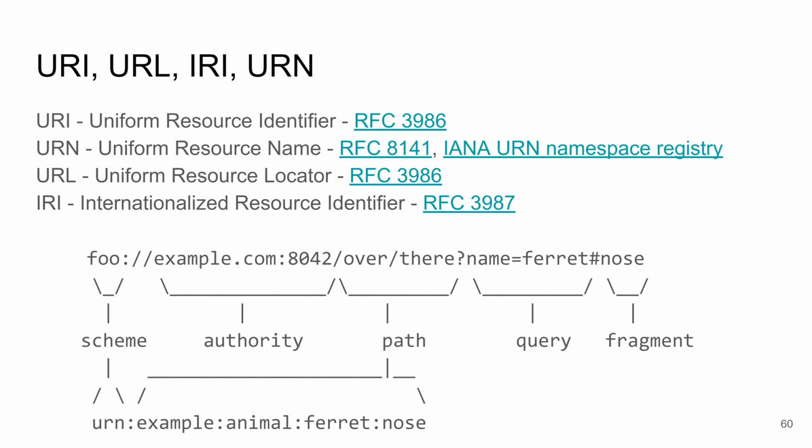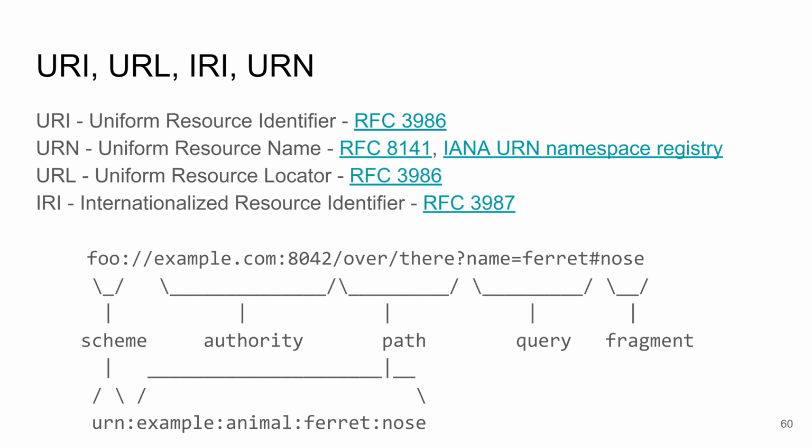Well, then there is a URN, Uniform Resource Name. A URN is what you see in the bottom part of the example. A URN is a URI, but it's a URI which uses the URN scheme, and then it has a structure which is split into a namespace and then some namespace-specific identifiers.